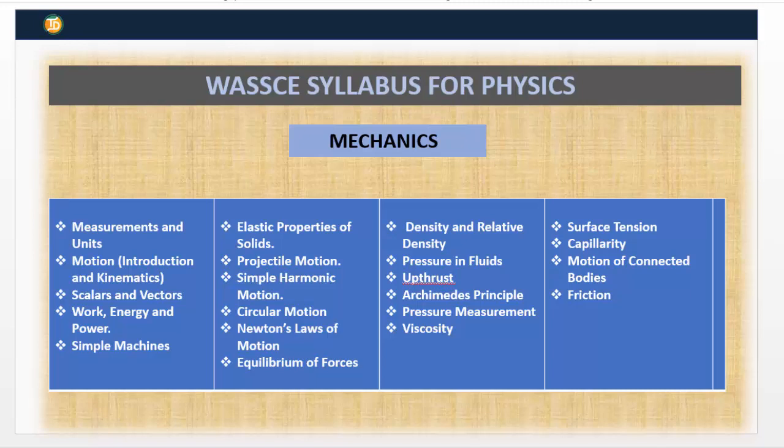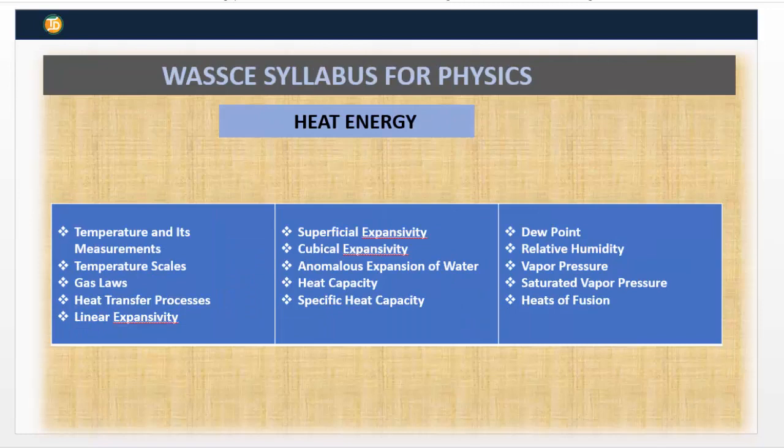We have pressure in fluids. We have upthrust. We have Archimedes principle. We have pressure measurement. We have viscosity. We have surface tension, capillarity, motion of connected bodies, and friction. And next, we have heat energy, which is also known as thermal physics.